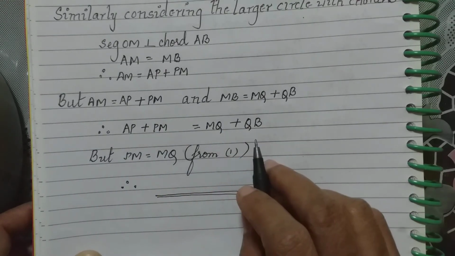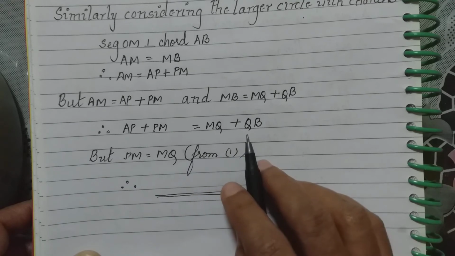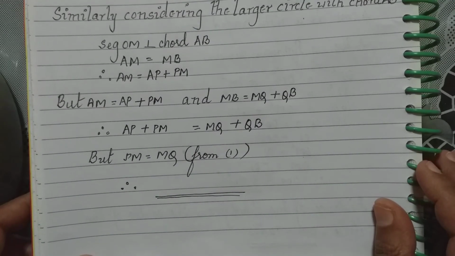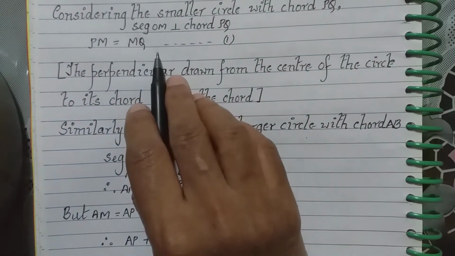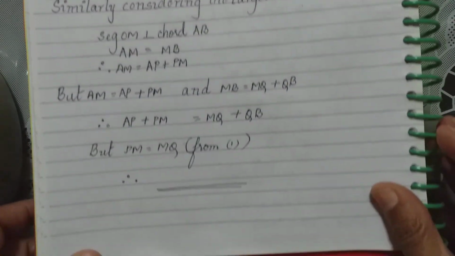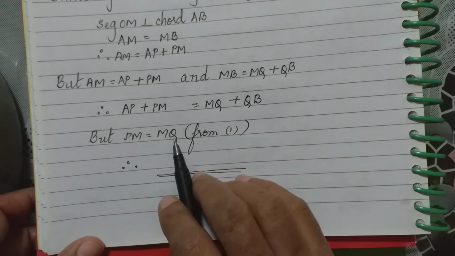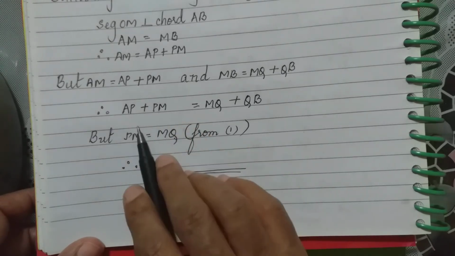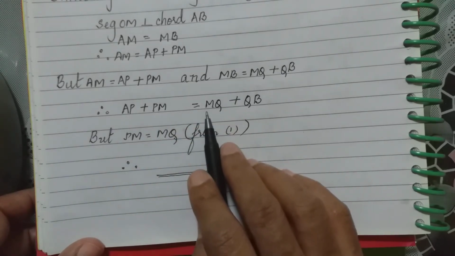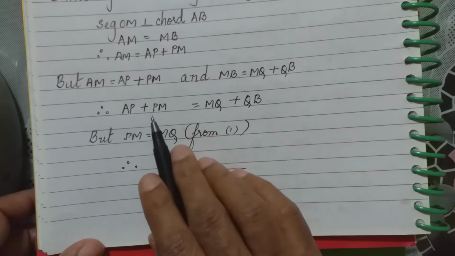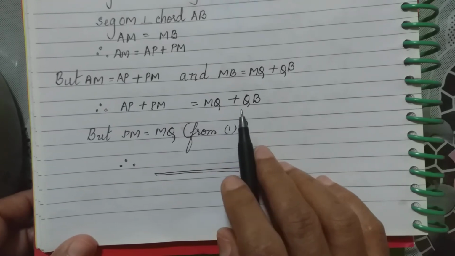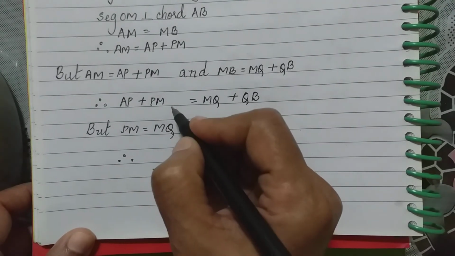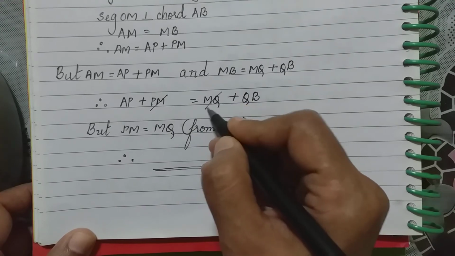Now once we get this, AP plus PM is equal to MQ plus QB, we go back to 1 and see what we have. PM is equal to MQ, right? So if PM is equal to MQ, then I can cancel PM and MQ on either side.